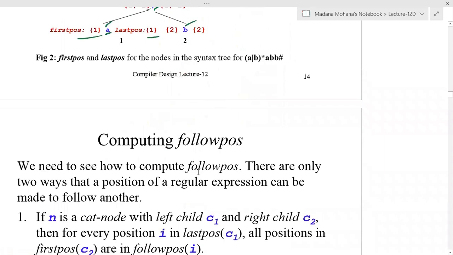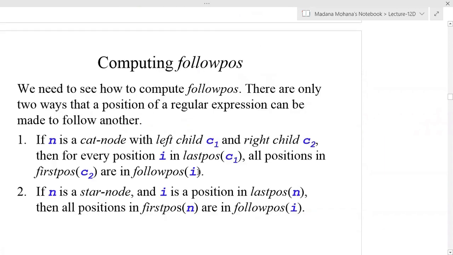Now to compute follow position values, we have some other rules. We need to see how to compute follow position. There are only 2 methods, based on the position in the regular expression. The first rule is for the cat node. If n is a cat node, consisting of a left child C1 and a right child C2, now child 1 C1 and child 2 C2 are the left and right children.